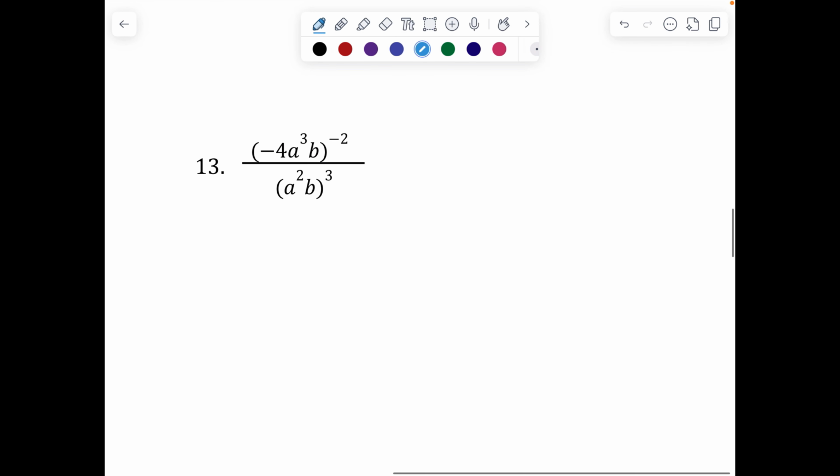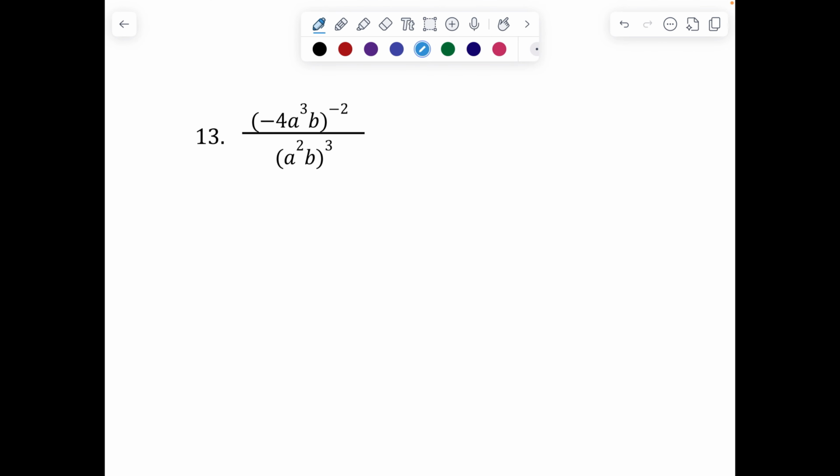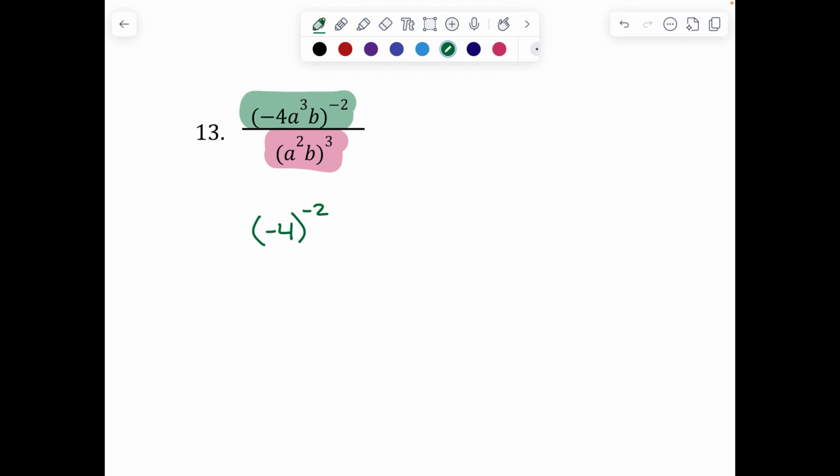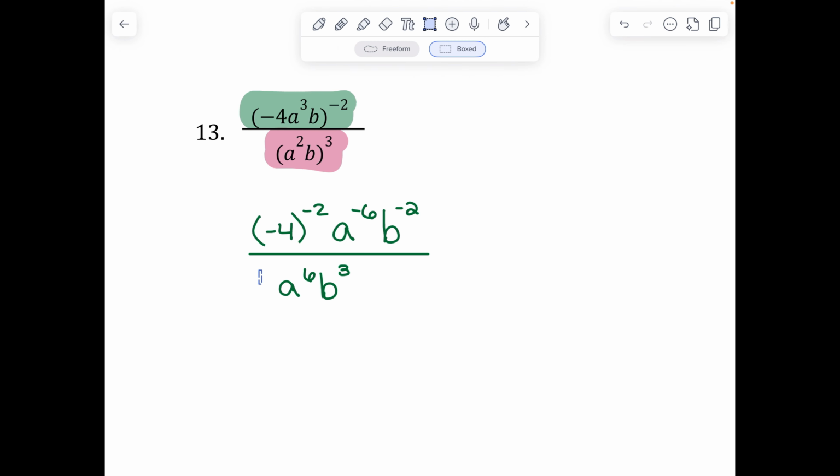All right, number 13. So we have negative 4, a to the third b being raised to the negative second. So we're going to start there. Then we have a squared b being raised to the third, so that'll be our second step, and then we'll move things around. So this numerator becomes negative 4 to the negative second, a to the negative sixth, b to the negative 2, over, we're going to go ahead and multiply 2 times 3, so we have a to the sixth, 1 times 3, b to the third.